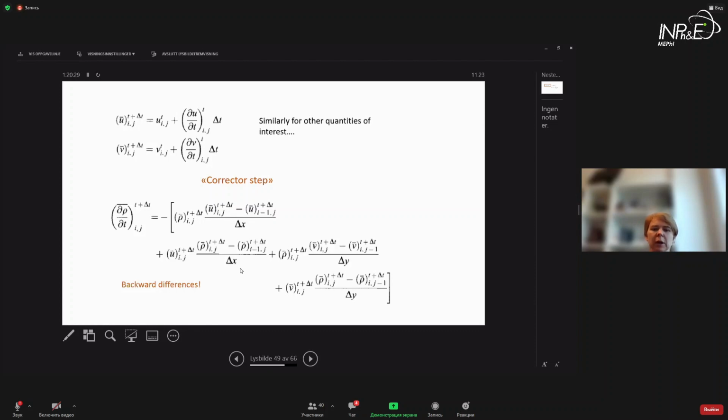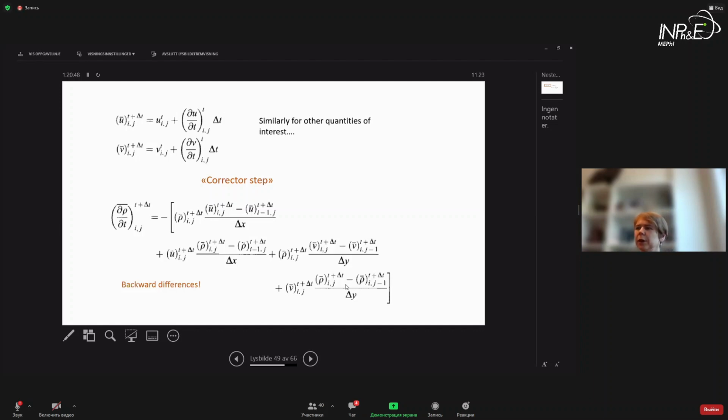And we are using backward differences in i and j and in all those quantities of interest. So it's the same equation, discretized in the same way, only backwards. Why are we doing this? It is because we need to incorporate a correction.